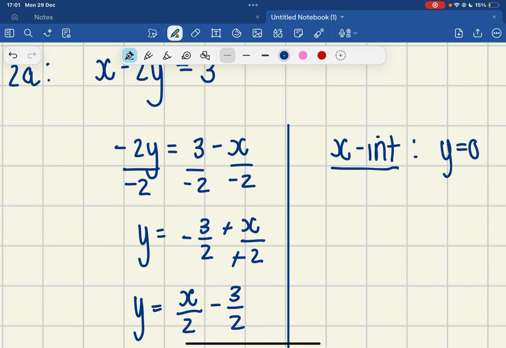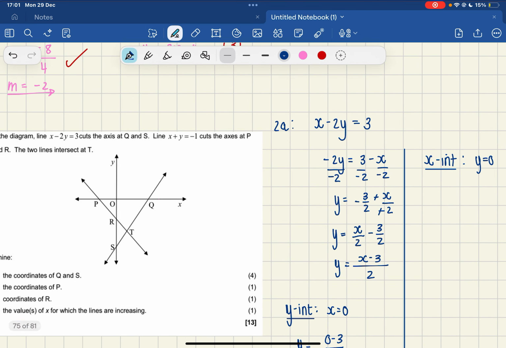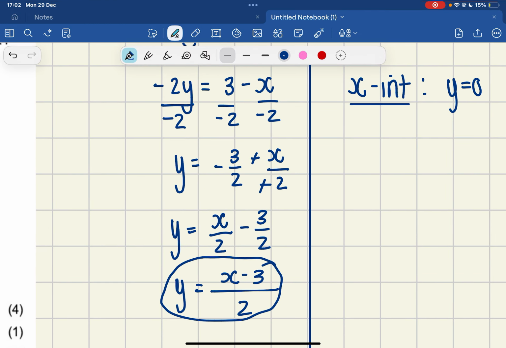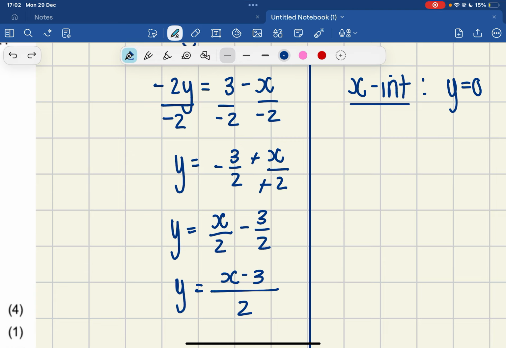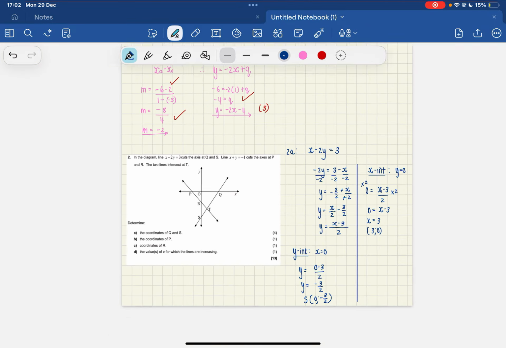I know I sound like a broken record, but it really helps. Now from there on, make y equal to 0. So here's our formula, boys and girls, just in case you've forgotten. We'd have 0 is equal to x minus 3/2, multiply by 2. 0 is equal to x minus 3. X is equal to 3. Thus, 3, 0 is another point.